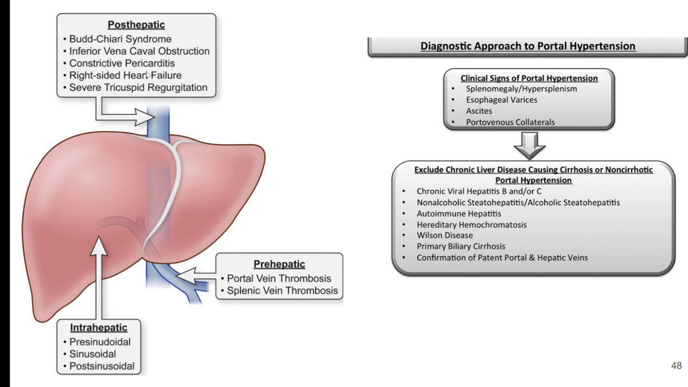Then the other posthepatic conditions, where the pressure in the systemic vein is enhanced due to obstruction, are Budd-Chiari syndrome, which is obstruction to the hepatic vein, or inferior vena cava obstructions, or pericarditis, or heart failure-like conditions, which can result in posthepatic portal hypertension. Whereas prehepatic portal hypertension could occur due to portal venous thrombosis or splenic vein thrombosis. They are different from cirrhosis. But portal hypertension as a clinical presentation can occur due to these other causes too, and the clinical presentation can be similar.